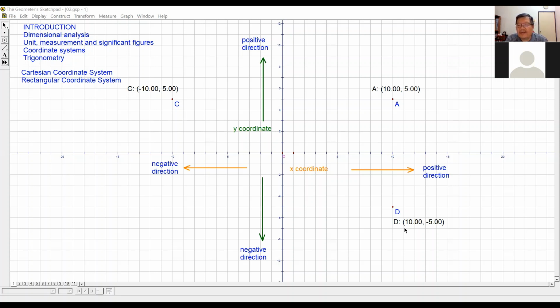Let's say we have 10, negative 5. So we move positive 10, then down negative 5. For the x direction, moving to the right is positive, moving to the left is negative. For the y direction, moving up is positive, moving down is negative. So this is our rectangular coordinate system, or the Cartesian system.